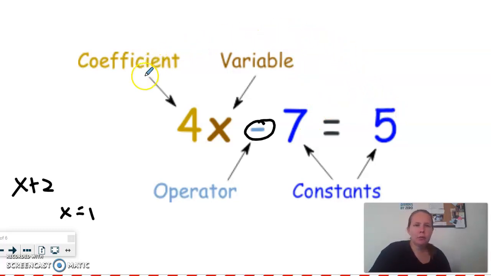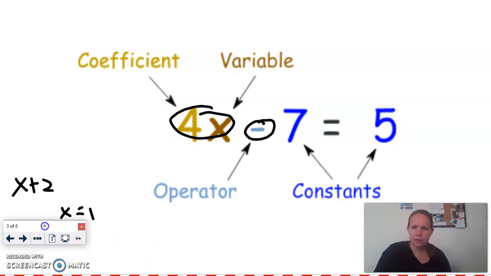And then your coefficient is that number that's going to be right next to the variable. So the coefficient and the variable. When they're right next to each other, that means an operation of multiplication, and we usually don't indicate that with an actual operation symbol. So this is a good diagram to be looking at if you need help with remembering some of those vocab words that we went through today.